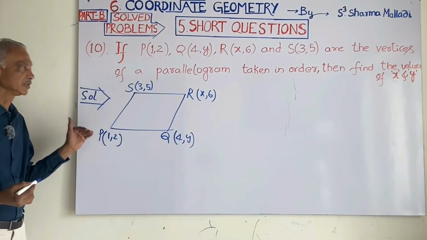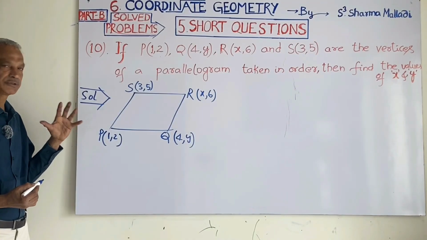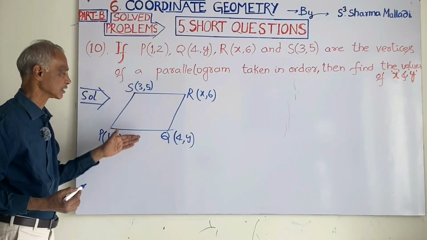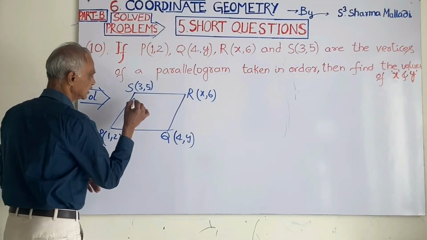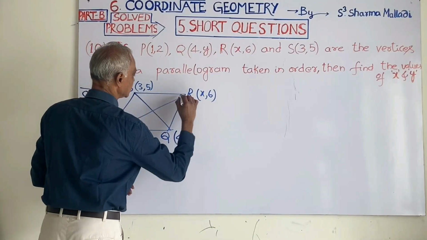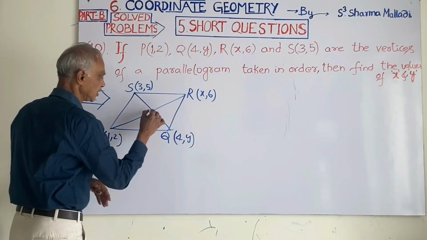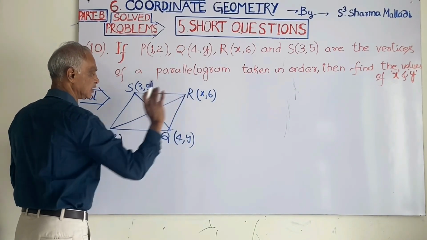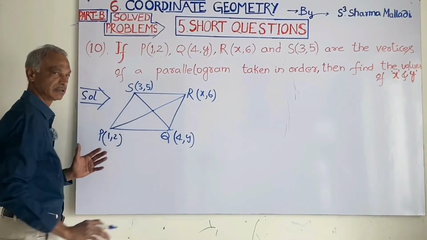Now, PQRS is a parallelogram. What do I have to find? We should know the properties. Opposite sides are parallel and equal, and diagonals bisect each other. Bisect each other means the midpoint is the same for both diagonals. You have to find the midpoint of PR, and also the midpoint of SQ or QS.